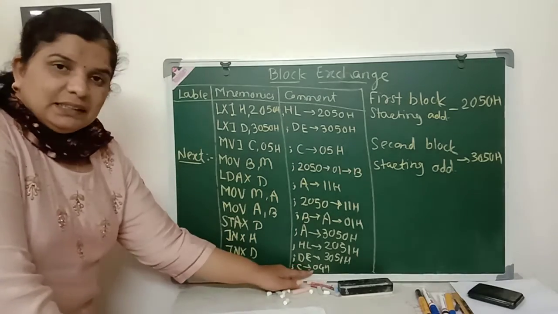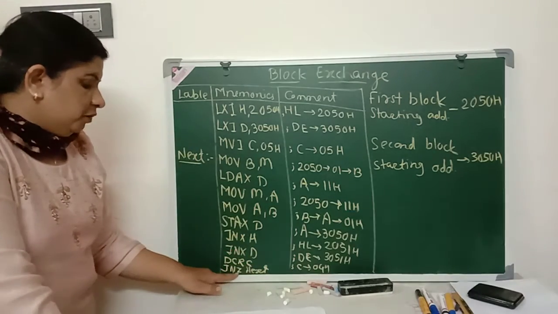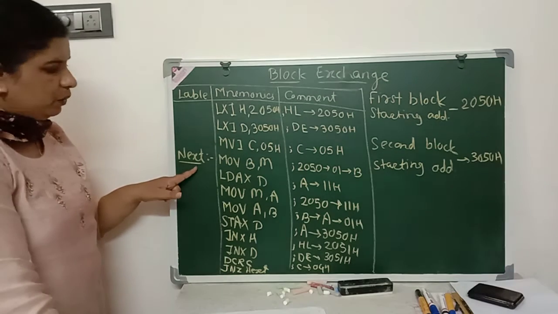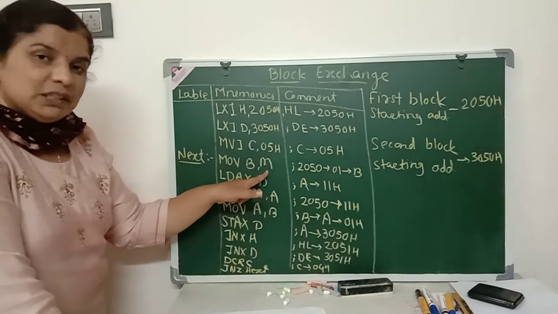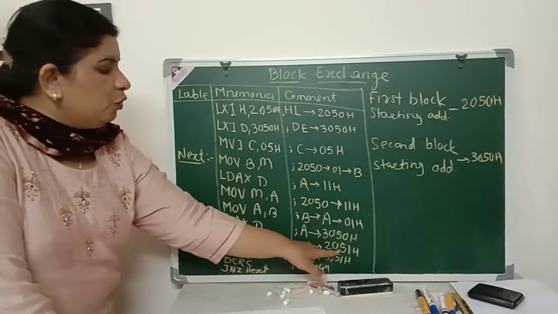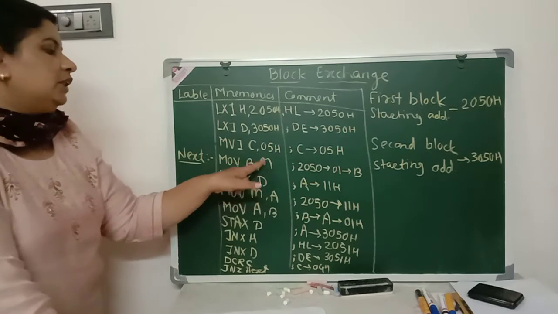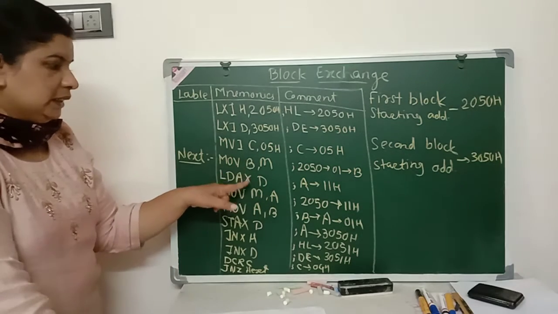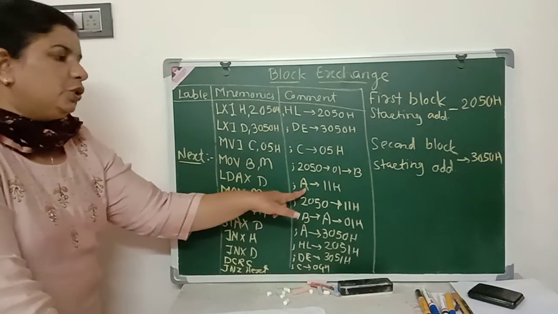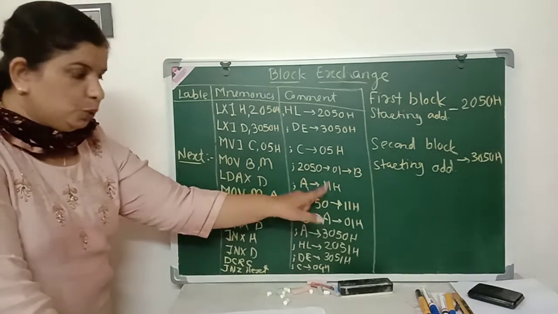If C register is not 0, jump if not zero to next, so it will come to the next location. Okay. Again the same process will be repeated. Now what is M here? Now M is 2051. Okay. So 02 has to be copied in B register. Then LDAX D. So data from 3051 will come into accumulator. In that case that will be 22.